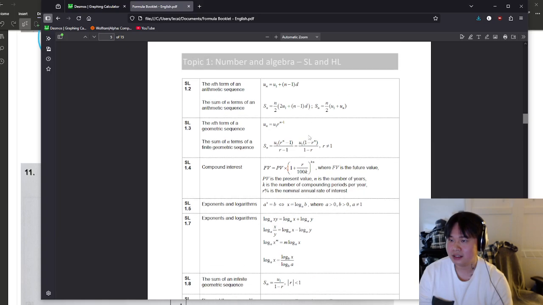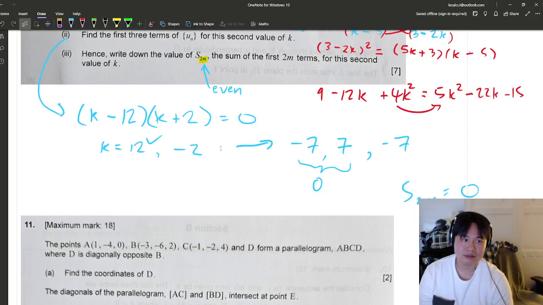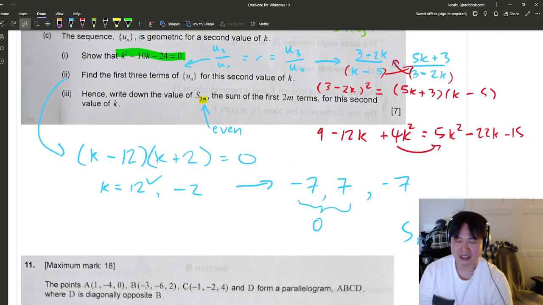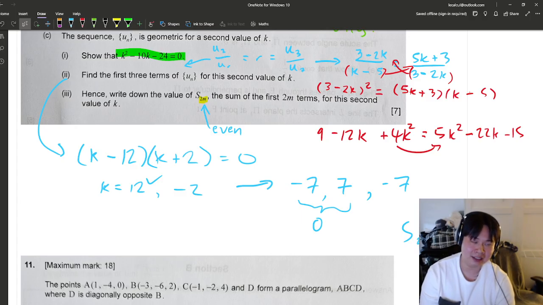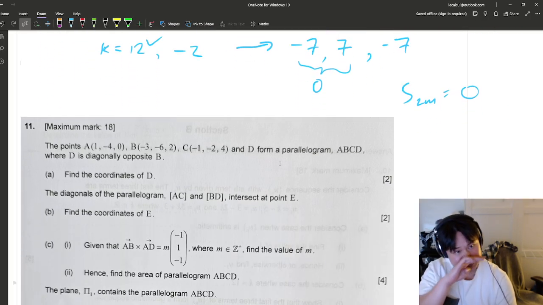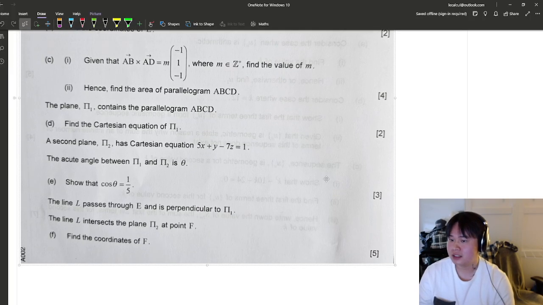Geometric, right? Use this formula, you'll also get 0. But, you know, 2 times m is an even number, right? It doesn't matter what m is, you're multiplying it by 2, it's an even number. Cool. Okay. What is this?